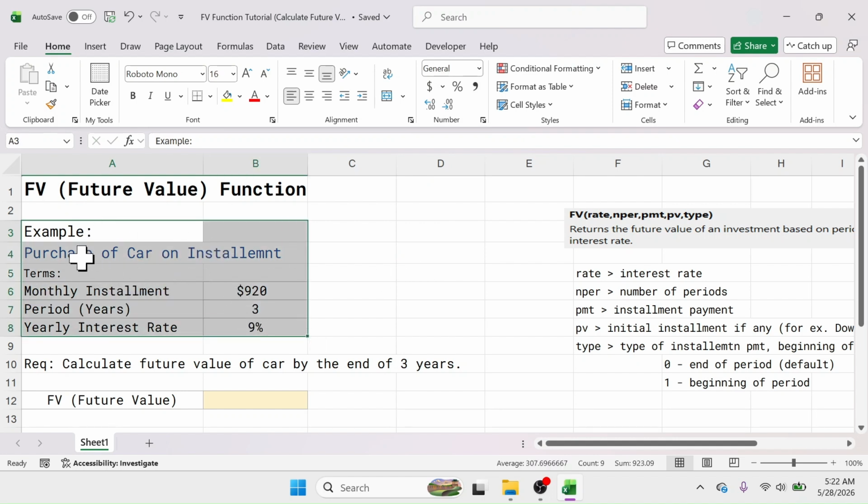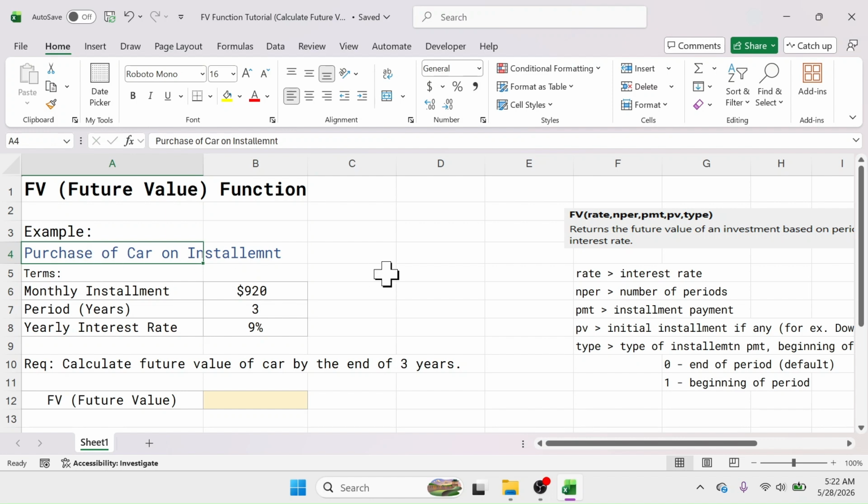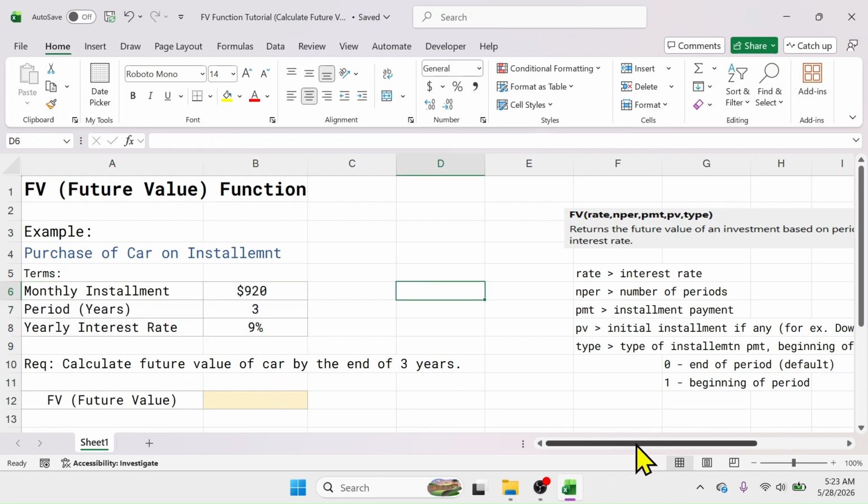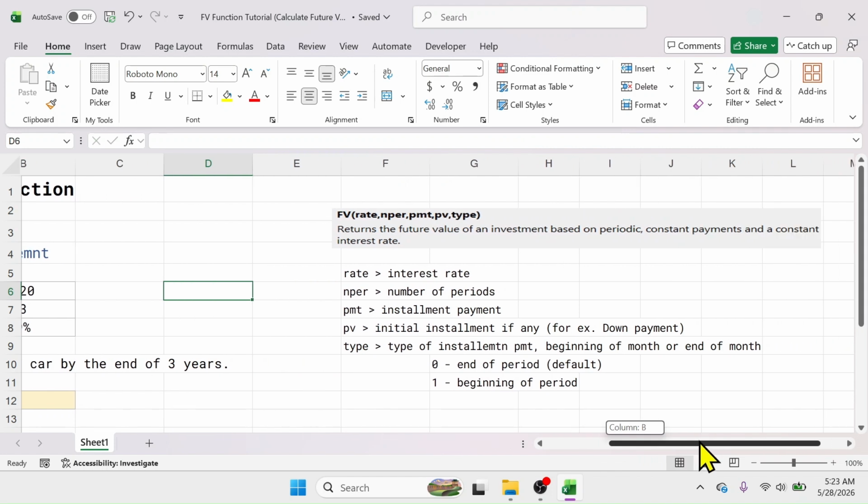Suppose that you purchased a car on installment basis and the terms of purchase are given here. The monthly installment payment is $920. The period of installment is 3 years and the yearly interest rate is 9%. Based on this purchase term, the requirement is to calculate the future value of the car by the end of the third year. And here at the right side I have given the description of the function.